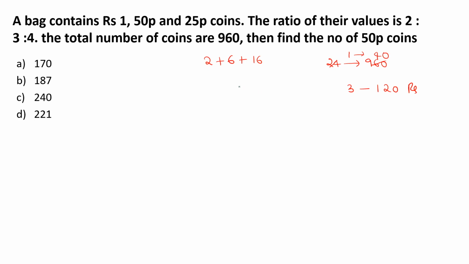2 50 paisa coins collectively make 1 rupee. To get 120 rupees, we need 240 coins of 50 paisa. That is why option C, 240, would be our answer.